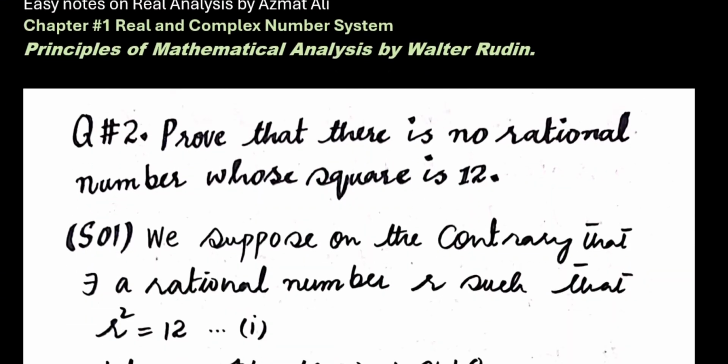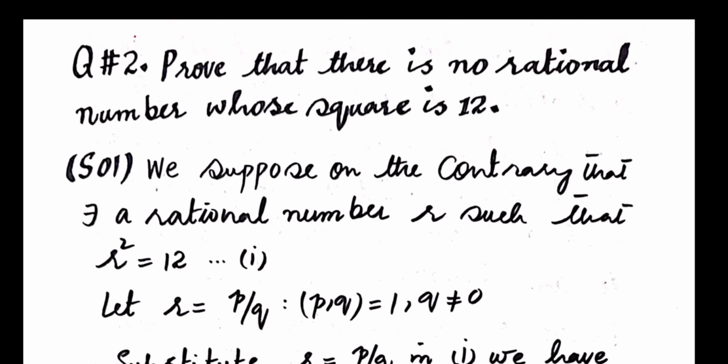Next we move towards question number 2. This is also an important question. We have to show that there is no rational number whose square is 12. In other words, this question can be stated as: show that square root 12 is an irrational number. We will prove this.